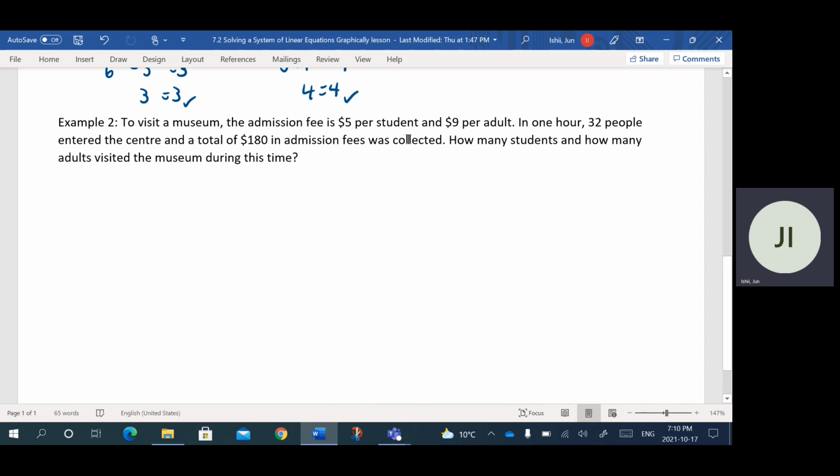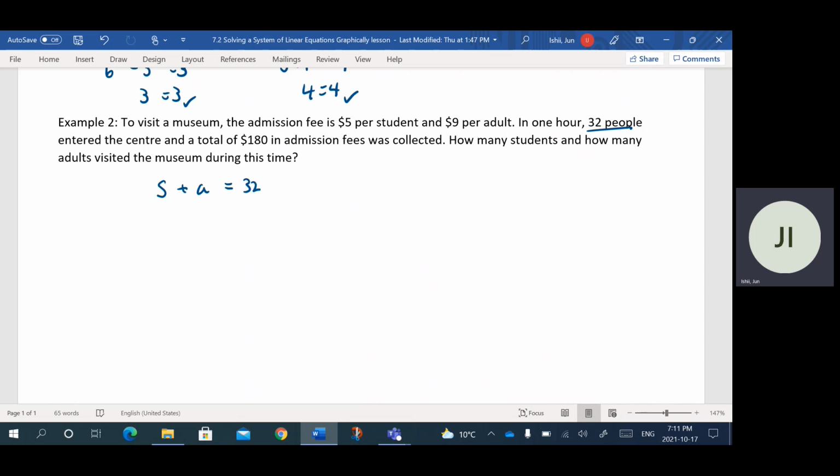Okay, so a lot of words, but this is kind of similar to the second example that I did in the previous lesson. All right, so first one here, we have the total number of people, which is 32. I'll use S for students and A for adults. So if I take the number of students, add it to the number of adults, that'll be the total number of people, which has got to equal 32.